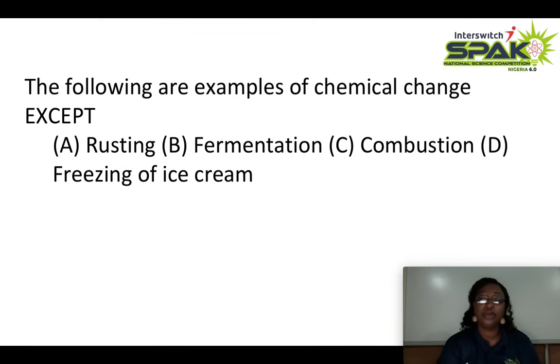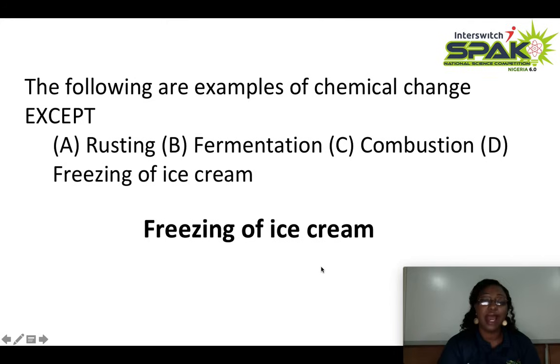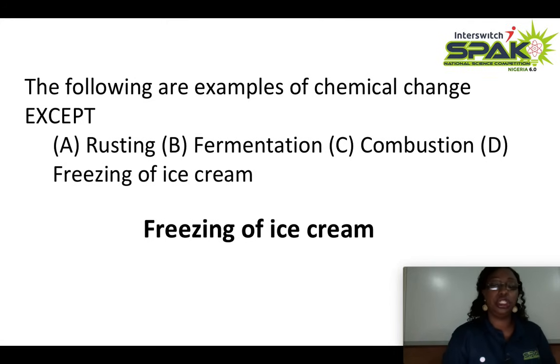The following are examples of chemical change, except... We've looked at chemical and physical changes, and the differences between them. So what do you think the answer is? Let's see the answer. Freezing of ice cream. Yes, this is a physical change. The others are chemical changes: rusting of iron, fermentation of substances, and combustion of substances are all chemical changes.